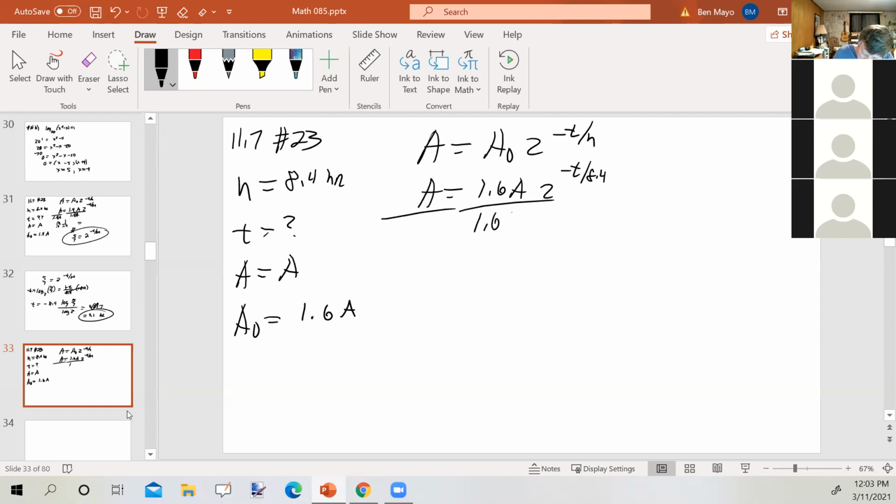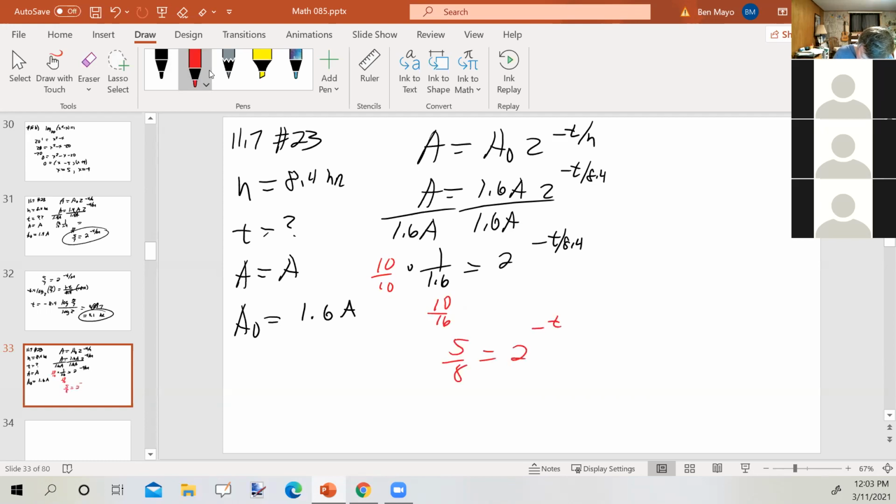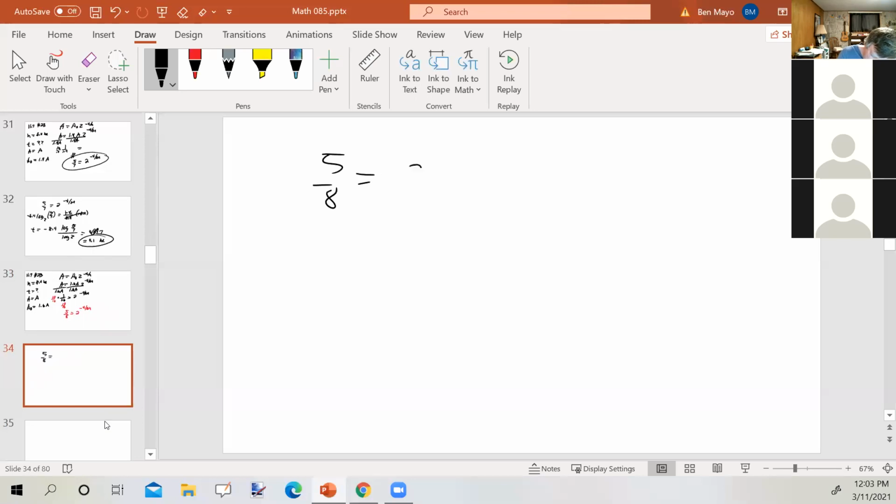I'm going to divide both sides by 1.6 A. So I get 1 over 1.6 equals 2 to the negative t over 8.4 power. I'm going to multiply by 10 over 10, giving me 10/16, giving me 5/8 equals 2 to the negative t over 8.4 power. I'm going to recopy that on the next page. 5/8 equals 2 to the negative t over 8.4 power. I'm going to now change this to a logarithmic equation. So log base 2 of 5/8 equals negative t over 8.4.